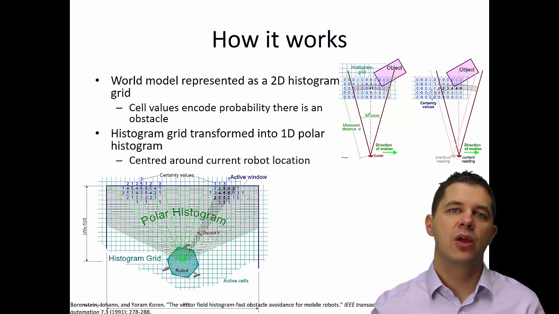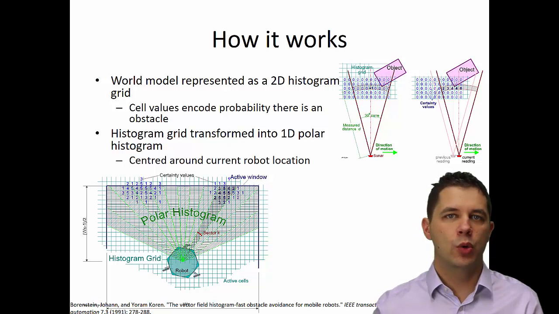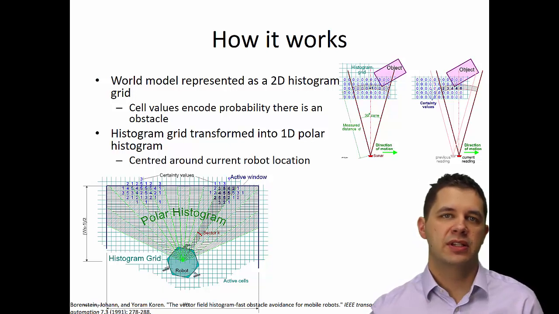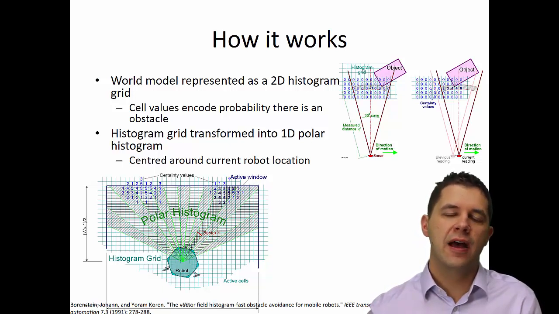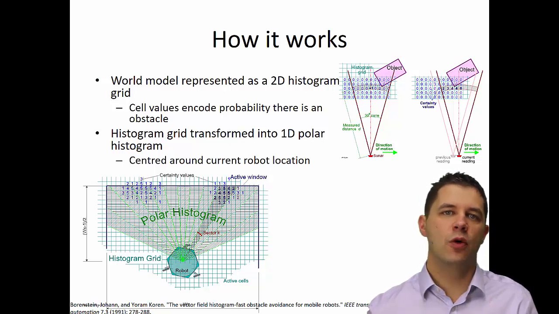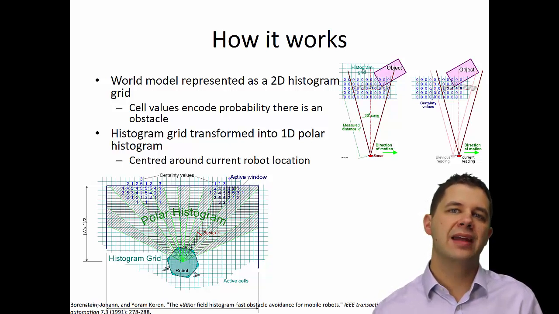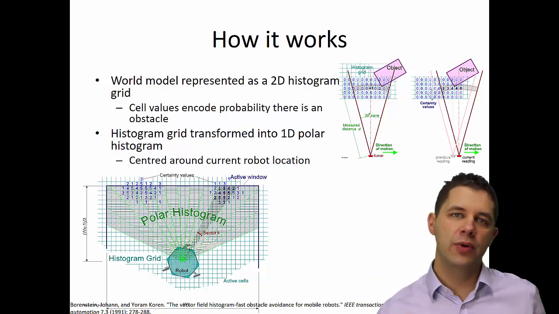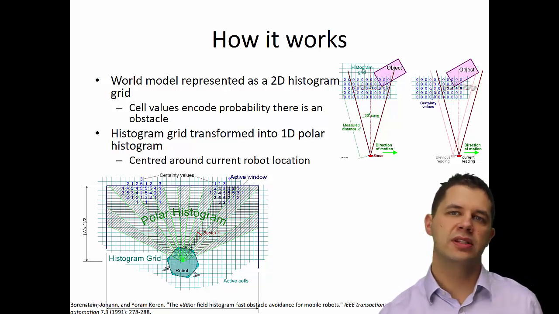So how does it actually work? Firstly, we have a world model, and in that world model we have a 2D histogram grid, something similar to the occupancy maps that we had previously. It's a bit simpler in how it's encoded, but essentially each of these cell values encodes a probability that there's an obstacle in that particular cell. What we then transform this grid into is a 1D polar histogram. Basically, we center this around the current robot location, where it is at a point in time. Instead of having a square grid, now we've got polar coordinates with the robot at the center, and we're measuring the probability of having an obstacle at each of those points.